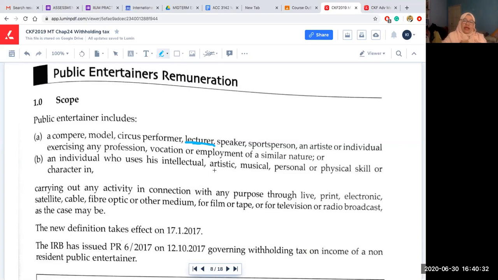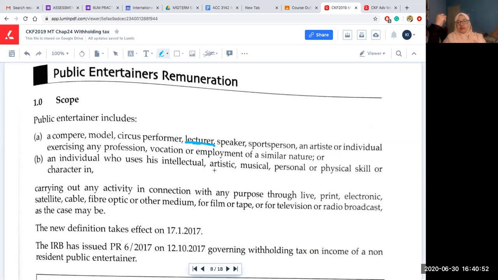And this will also be the same. For example, I'm from Malaysia. Say Singapore has the same withholding tax provision. It says lecturer 15% withholding tax. So if I were to lecture in Singapore, I will only receive 85% of the payment. Why? Because of the withholding tax of 15%. So remember that, right?